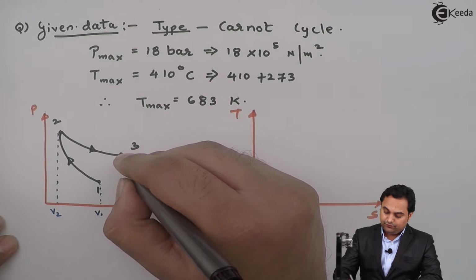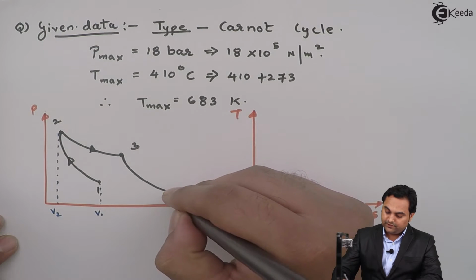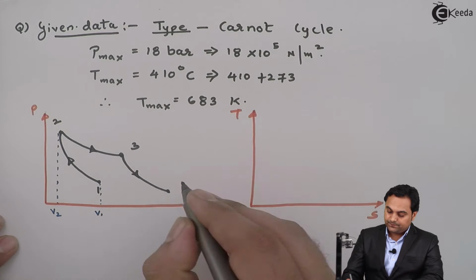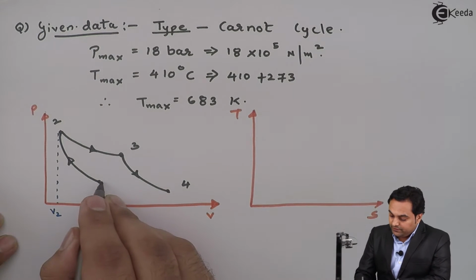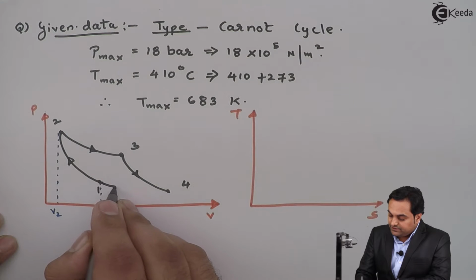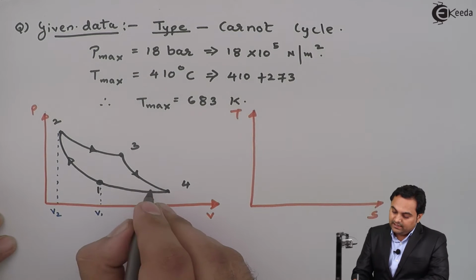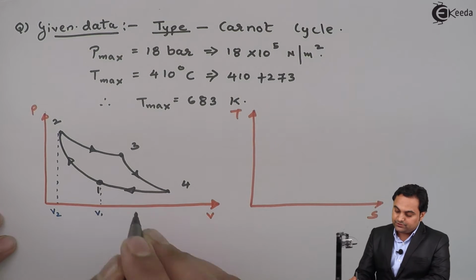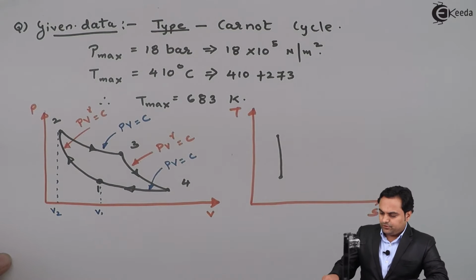Next, process 3 to 4 is isentropic expansion process, and then process 4 to 1 is reversible isothermal heat rejection process. So now here, once we have completed the PV diagram, here I am drawing the TS diagram.